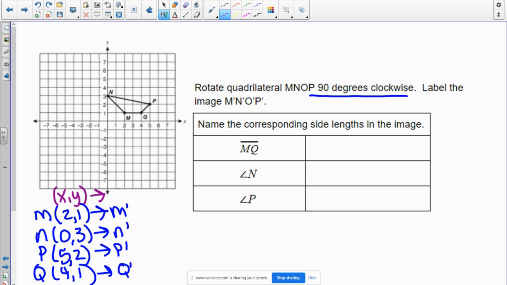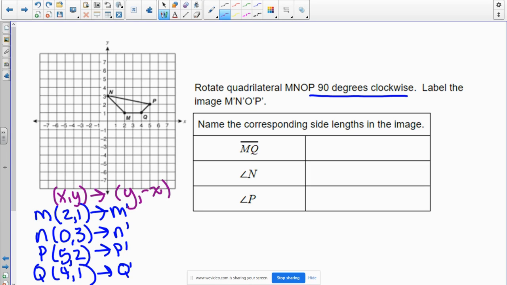So 90 degrees clockwise, I know it's going to make the y negative. No, I said that wrong. It's going to make the x negative. So it's going to be opposite of the x in this case, and then flip-flop. So it's going to be y, opposite of the x.